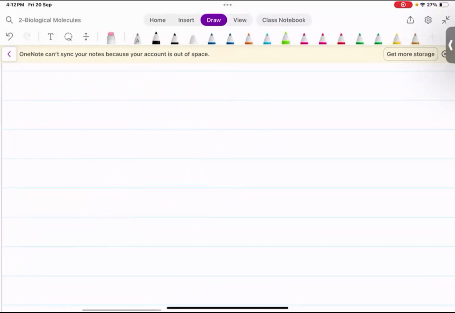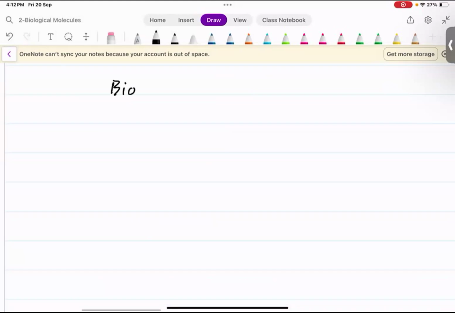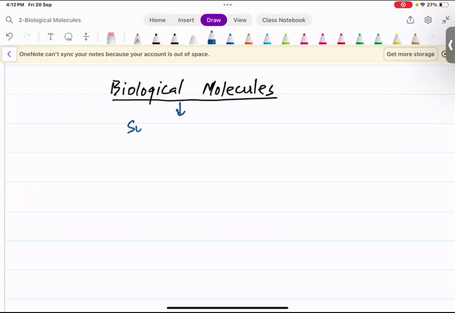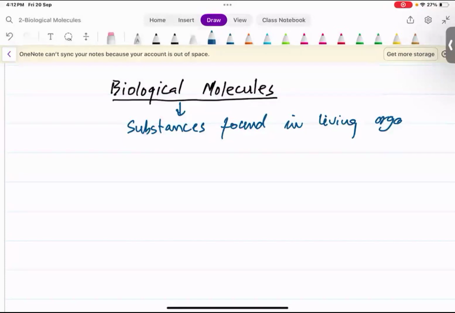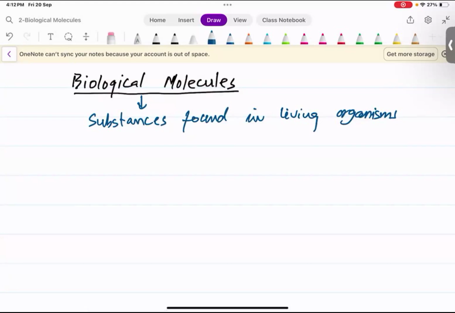We can define biological molecules as substances found in living organisms. Okay. Substances found in living organisms are known as biological molecules. We can divide them into 4 categories that are in our syllabus.